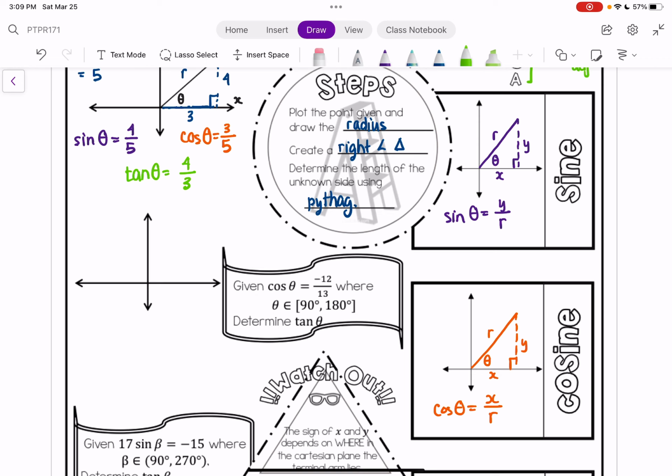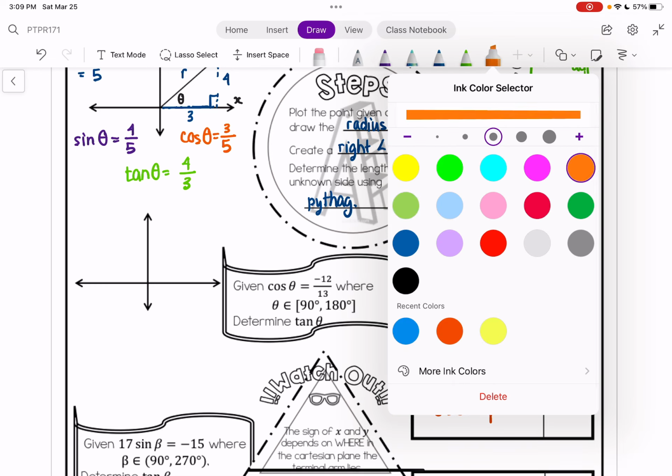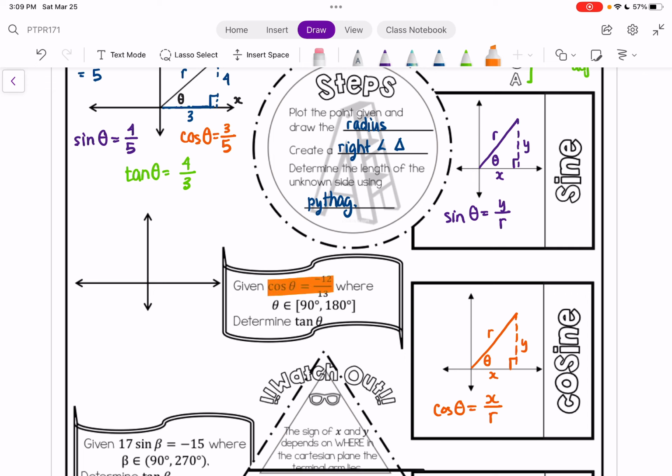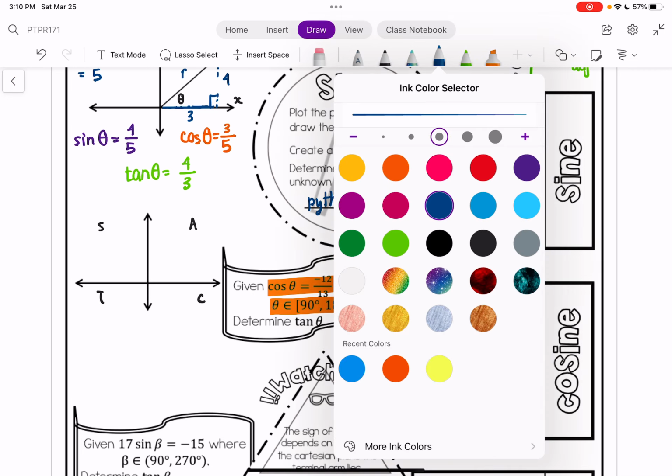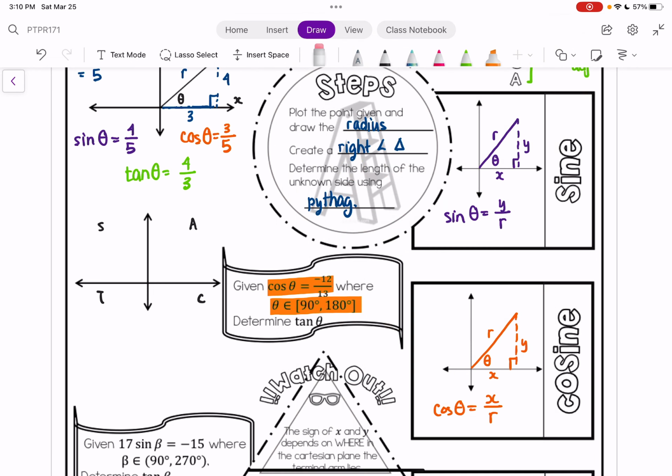Okay, so let's look at this example here. Given cosine is negative 12 over 13, where theta is between 90 and 180. So this is important because remember in our CAST diagram, for cosine to be negative, it could have been here in this quadrant, because only sine is positive here, or it could be down here. But they've told me that theta is between 90 and 180.